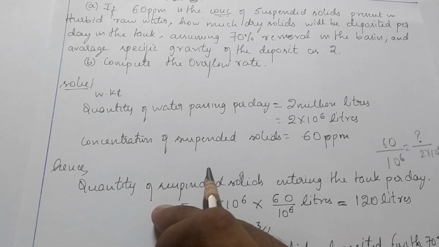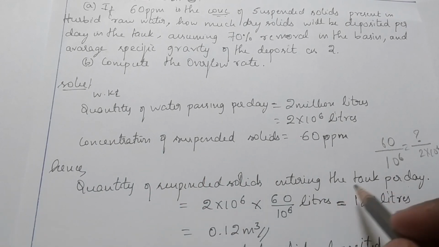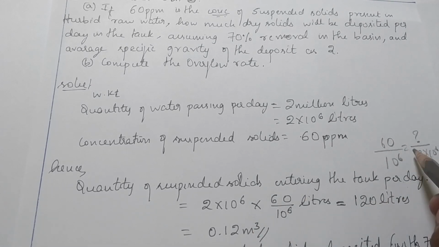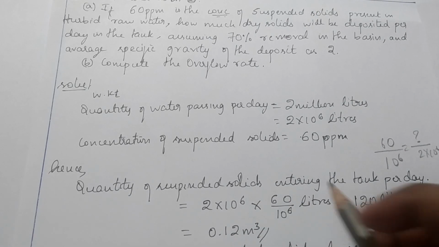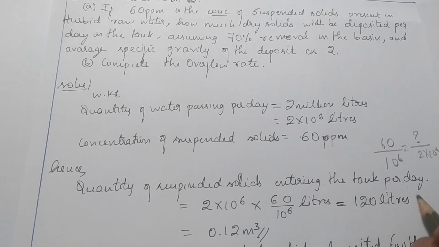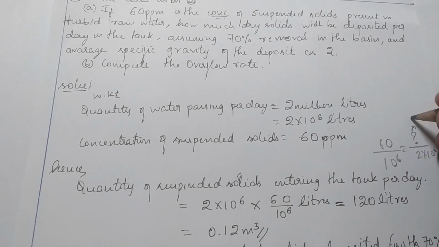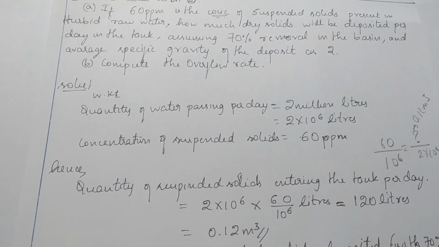So that's what is mentioned over here. The quantity of suspended solids entering the tank per day is given like this: 2 into 10 power 6 into 60 divided by 10 power 6 liters. It is 120 liters, so 0.12 meter cube. That 0.12 meter cube is the volume or quantity of the suspended solids entering the tank per day.